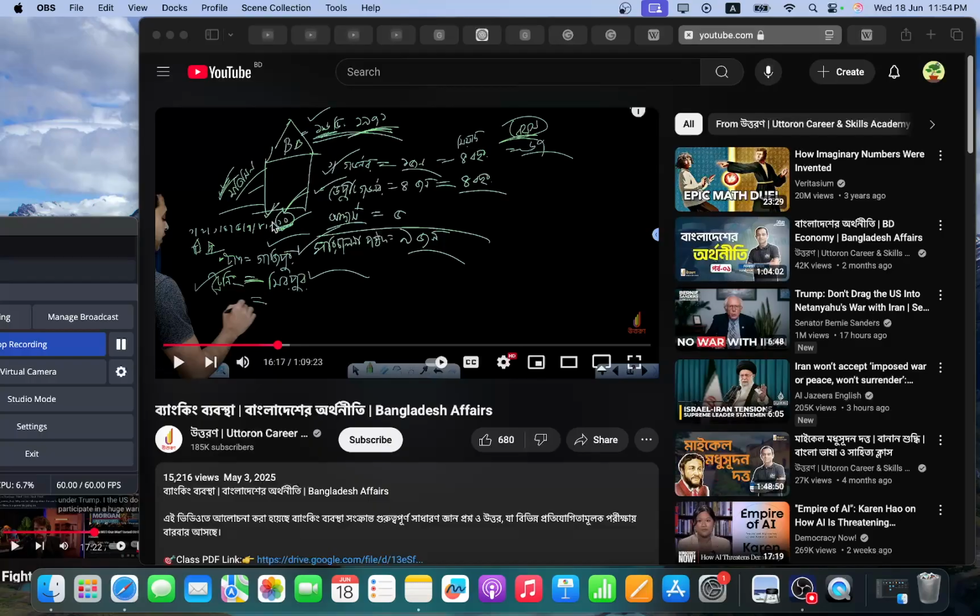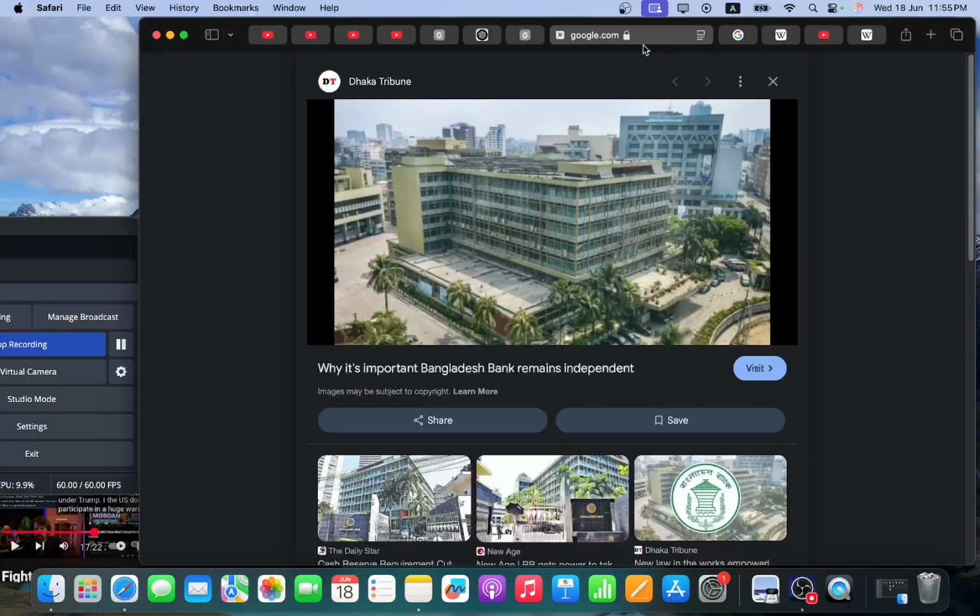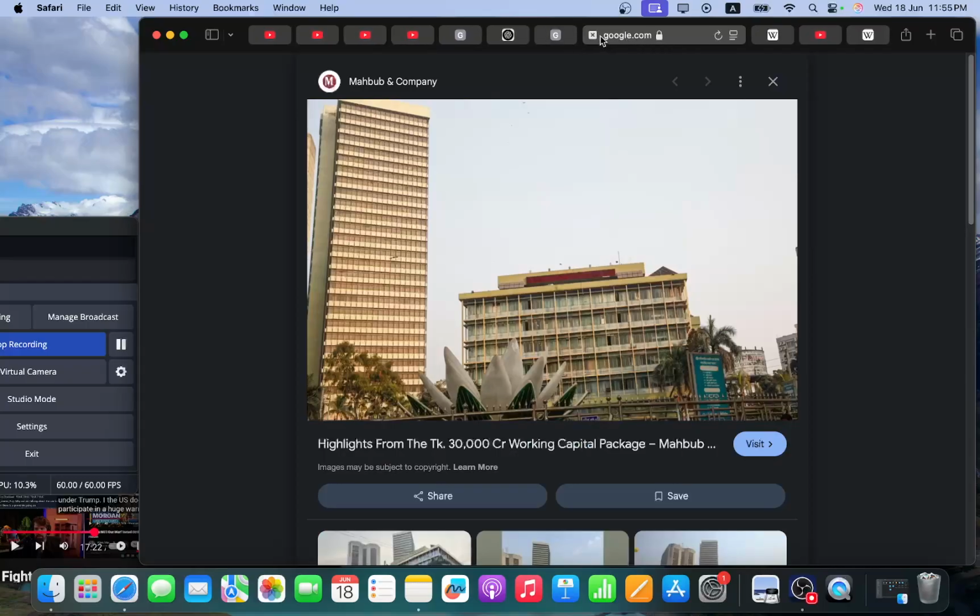When was Bangladesh Bank established? 71, right on 16 December. Where is it situated? Motijheel. So the building, this is the building.